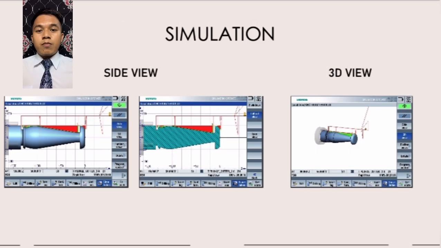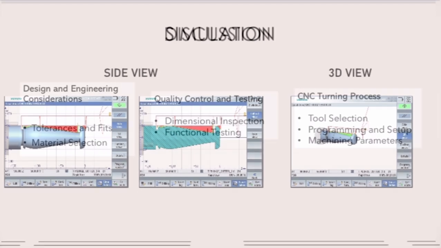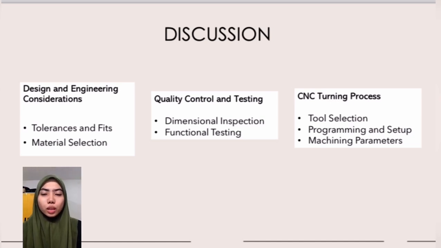So that's all from me. Furthermore, to transfer our coding, we use Sinotrain for transferring the coding and making the simulation. Discussion. In this project, we explore the application of CNC turning technology to fabricate a fire piston, or traditional lighter. Design and engineering consideration, tolerance and fit. Achieving a precise fit between the piston and cylinder was critical. Tight tolerances were maintained to ensure the necessary compression, highlighting the importance of CNC turning in achieving such precision.